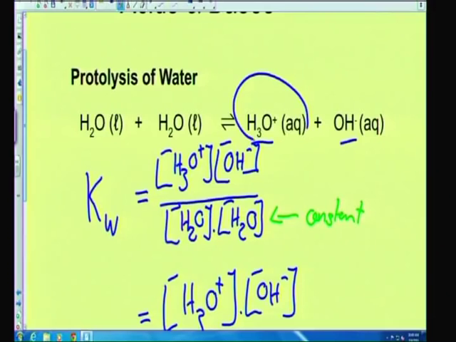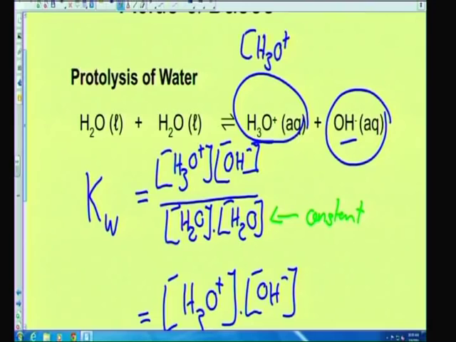The next thing that you need to understand is that in a solution of water, back to the equation, we'd recognize that the number of moles of hydronium is equal to the number of moles of hydroxide. So these two are equal. So we can say the concentration of H3O+ is equal to the concentration of OH-.